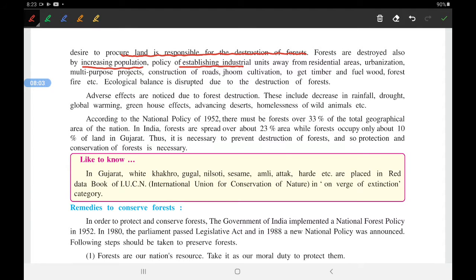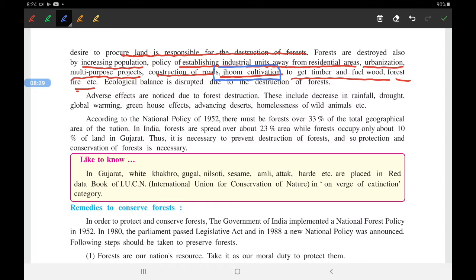Policy of establishing industry units away from residential areas, urbanization means growing of more cities, multi-purpose projects, construction of roads, zoom cultivation, to get timber and fuel, forest fire, etc. are responsible for it. Now most of you, this particular term is new for you, zoom cultivation. Now what is zoom cultivation?